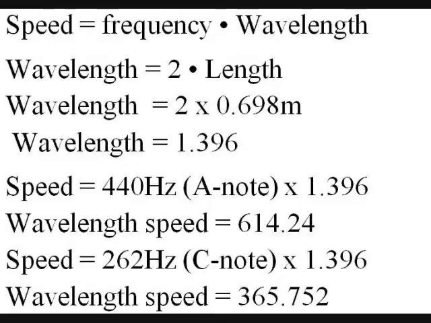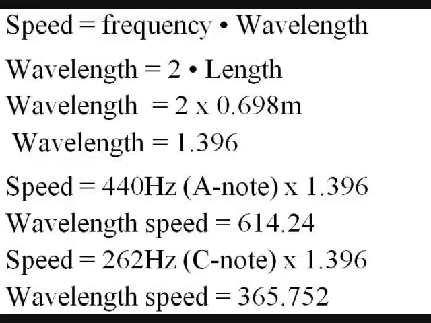The equation for wave speed is wave speed equals frequency times wavelength. Now, in order to find the wavelength, you have to do a different equation. The wavelength equals 2 times the length. So, if the length of a cello string is 0.698 meters, you multiply that by 2, and the wavelength will be 1.396. Now, say an average A note on the cello is 440 hertz.